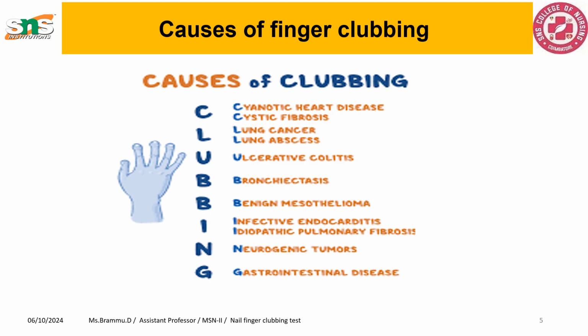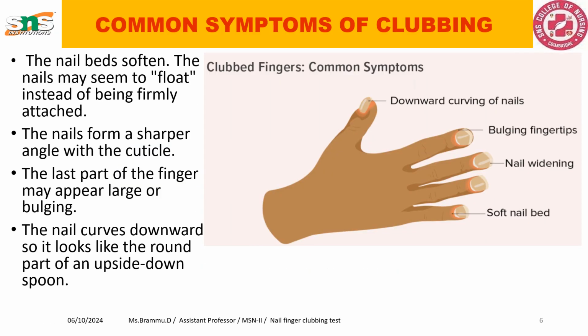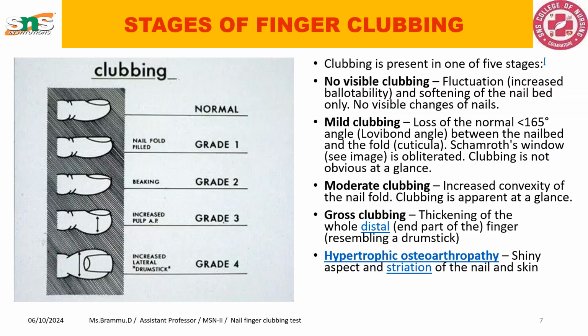The common symptoms the patient may complain of are that the nail beds are soft and the nail may seem to float instead of being firmly attached. You can also see a sharper angle with the cuticle, and the last part of the finger may appear large or bulging, and the nail curves downward so that it looks like the round part of an upside down spoon. Hence we call it spoon shaped nails as well. This picture denotes all the common symptoms of clubbing of the finger.